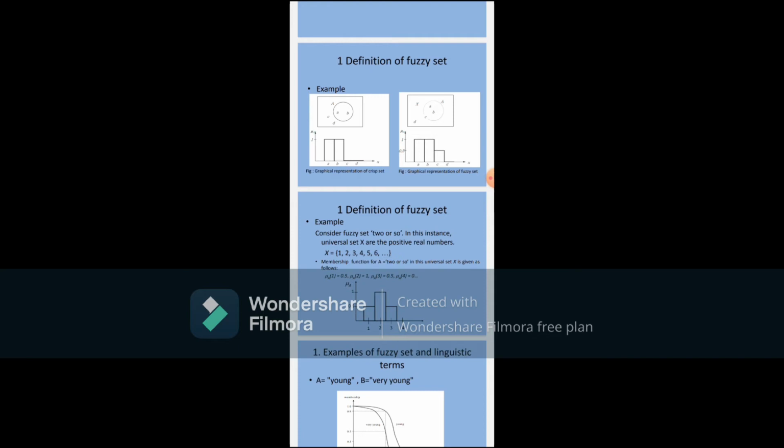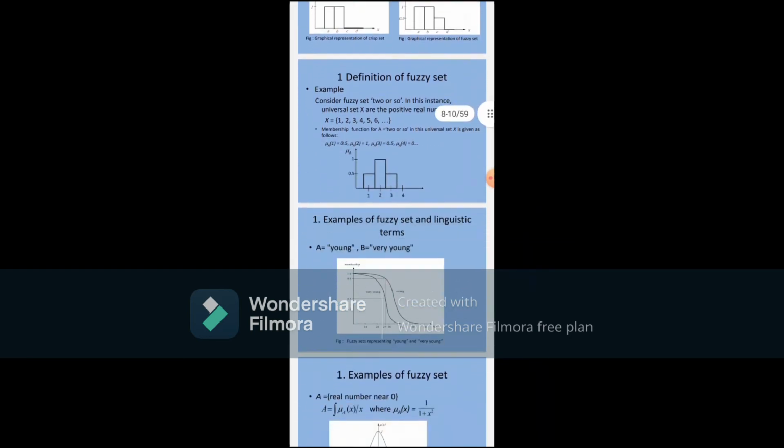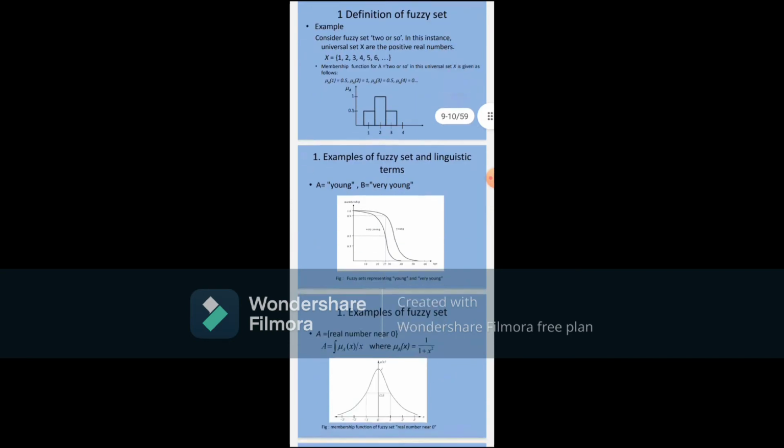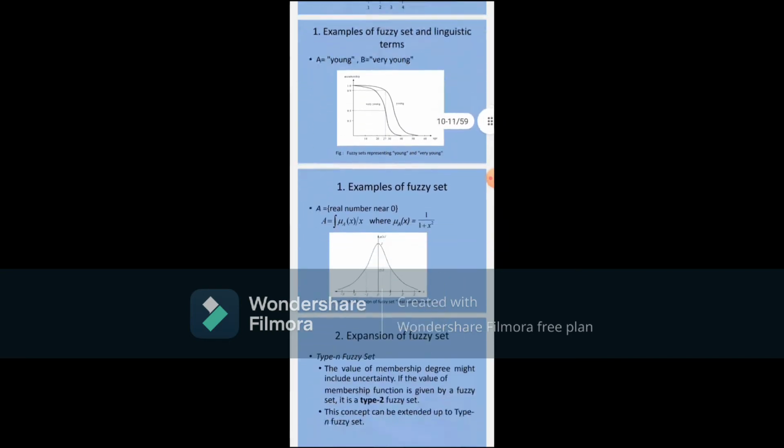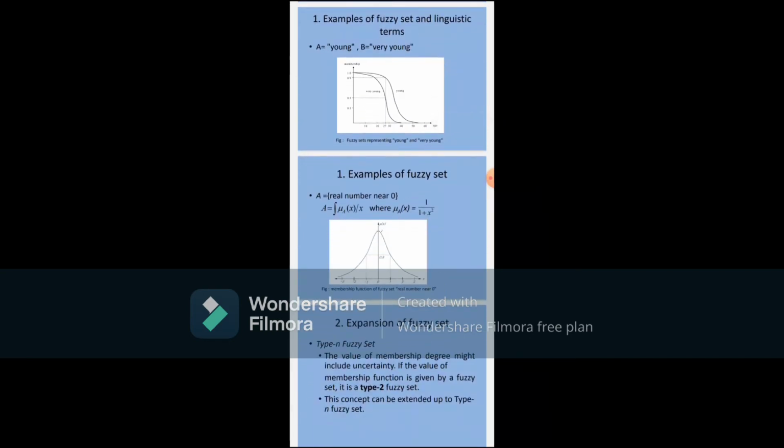In this instance, the universal set X is the positive real numbers, X is equal to 1, 2, 3, 4, 5, 6 and carry on. The membership function for A, 'around 2', in this universal set X is given as follows. Example of fuzzy set and linguistic term: A is equal to young, B is equal to very young. Example of fuzzy set: A is equal to real numbers near 0.